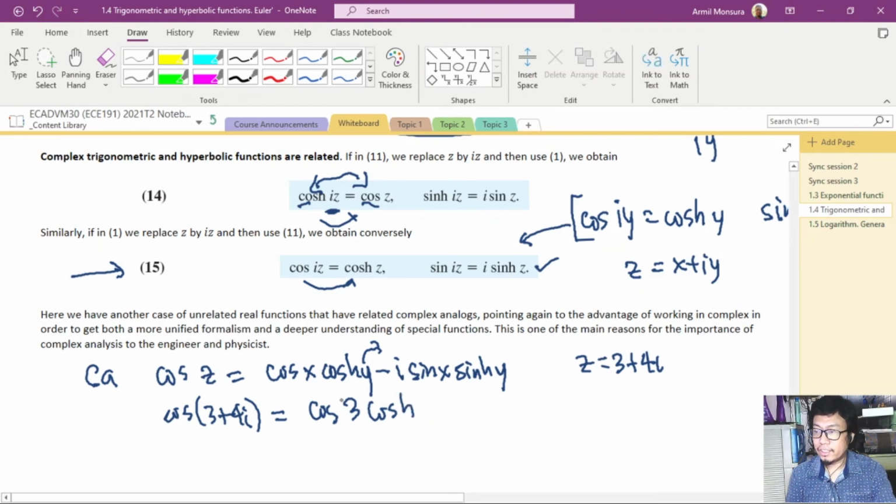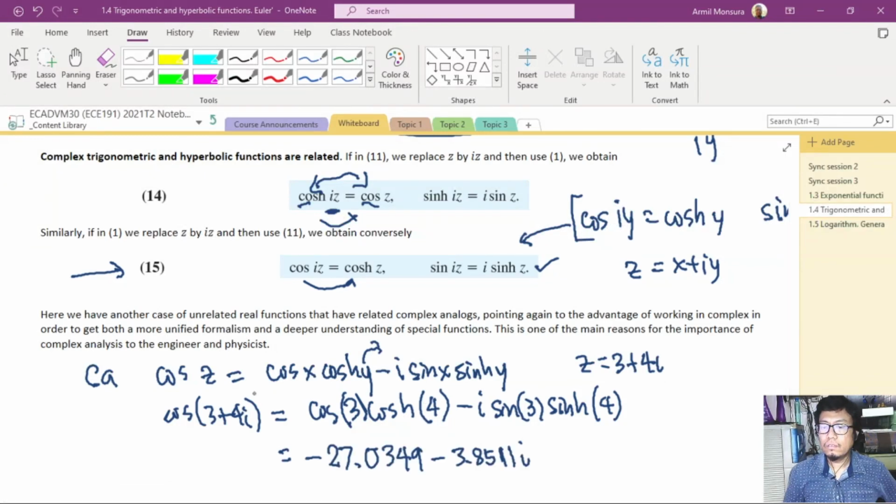Let us be consistent. If we place a parenthesis here, we have to place a parenthesis here also. If you're not placing parentheses, you have to do both. Okay. So, just be consistent with your writing. So cosine of 3 times hyperbolic cosine of 4 minus i times sine of 3, okay, times hyperbolic sine of 4. And then we'll evaluate this value. Okay? So I will use a calculator for this one.